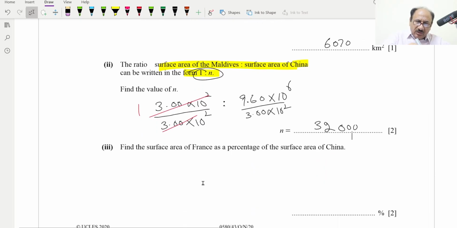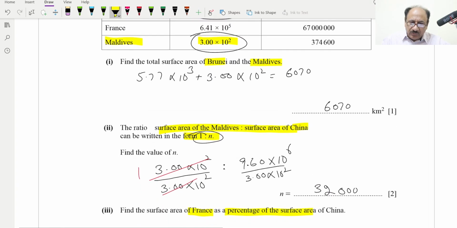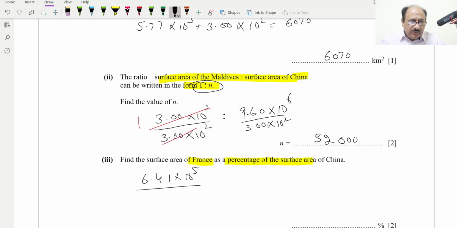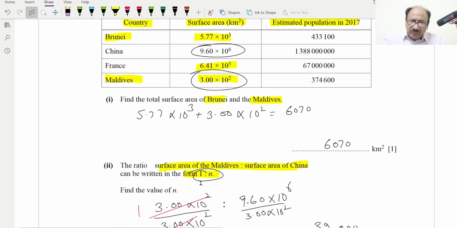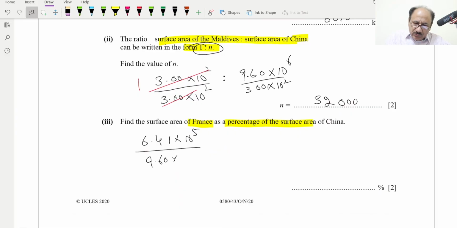Find the surface area of France as a percentage of the surface area of China. So France's area is 6.41 × 10 to the power 5, which is this one. We divide it by the surface area of China, which is 9.60 × 10 to the power 6, and we need the percentage, so multiply by 100.